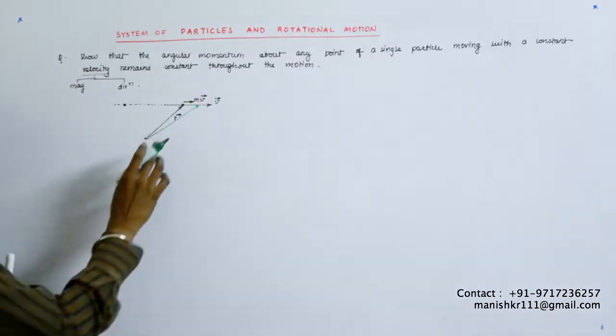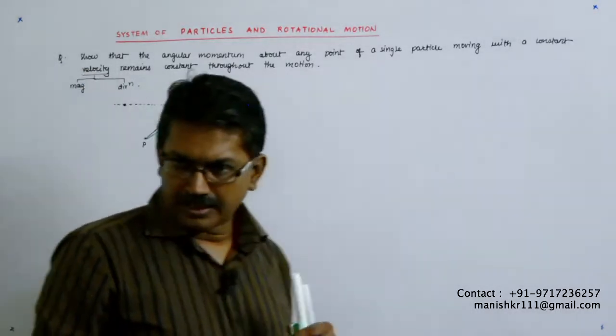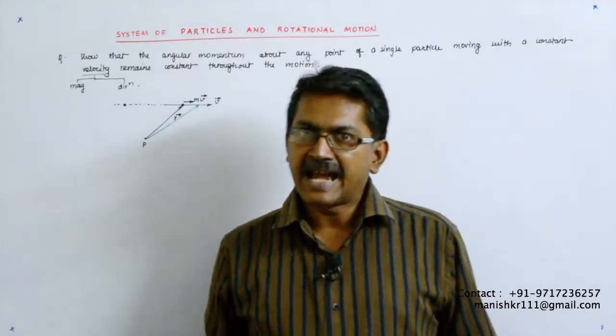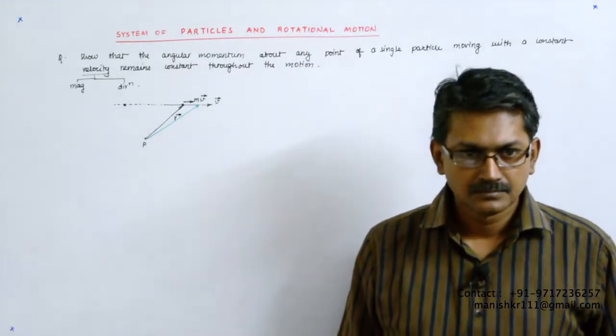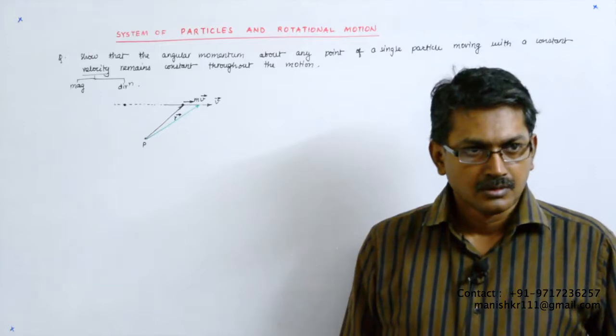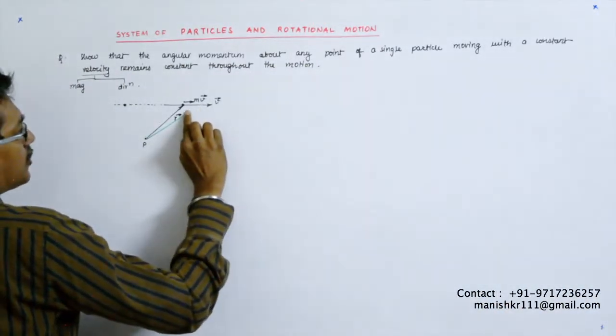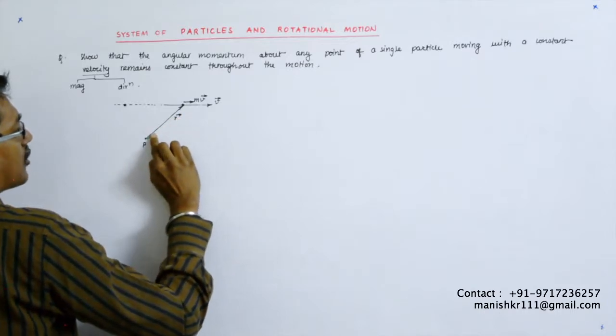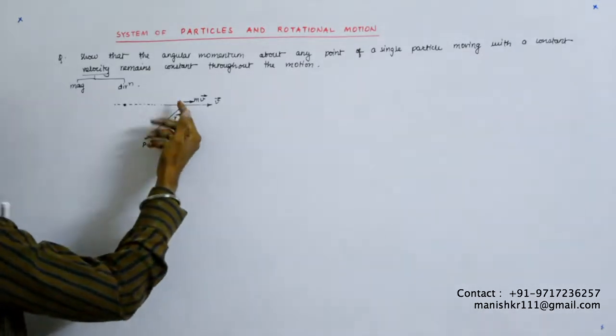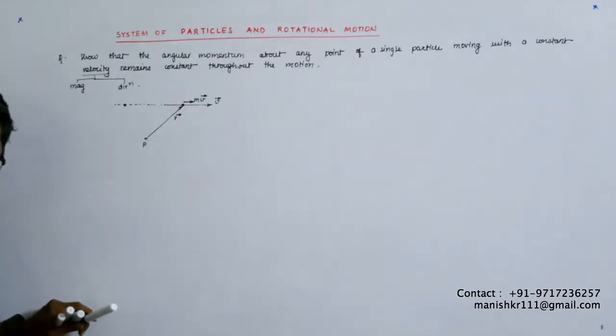The R will go there. mv undoubtedly remains the same, but the angle also changes. So we have to find out what this R cross mv is, and this is at any arbitrary point. Correct?